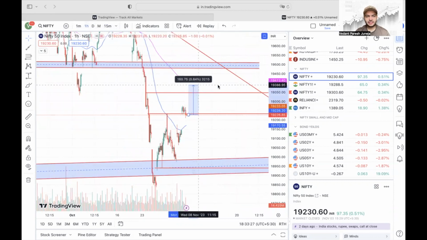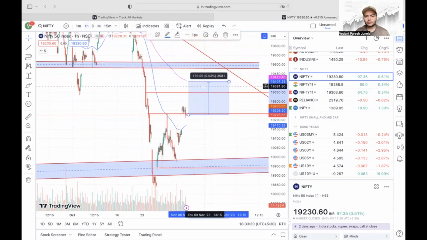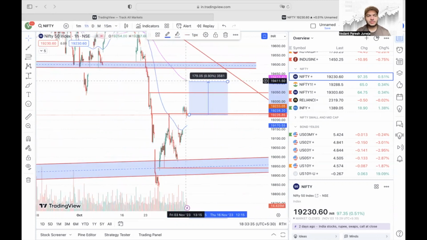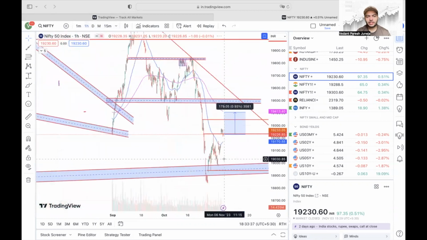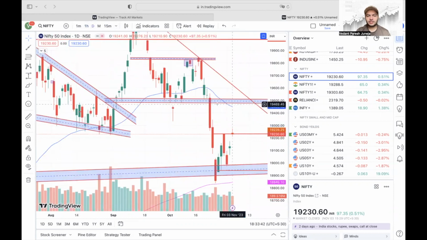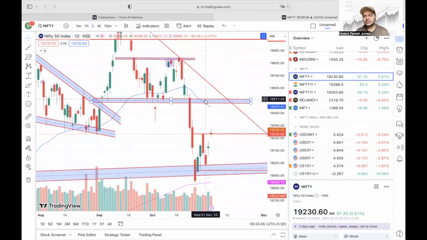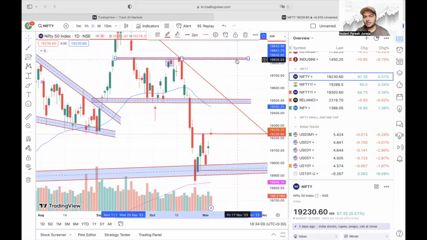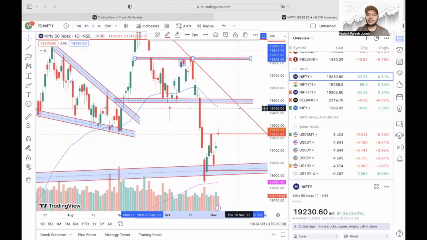So we might see some resistance if we are opening gap up around 19,400 levels. This is also the 200 moving average in the 1 hourly time frame. And if we break above again, this is a good support, the resistance is 19,500 levels. So if we are able to break above this daily 50 moving average, that is 19,450, and this resistance of 19,500, we might again come up to the channel resistance of 19,800, and that's it.